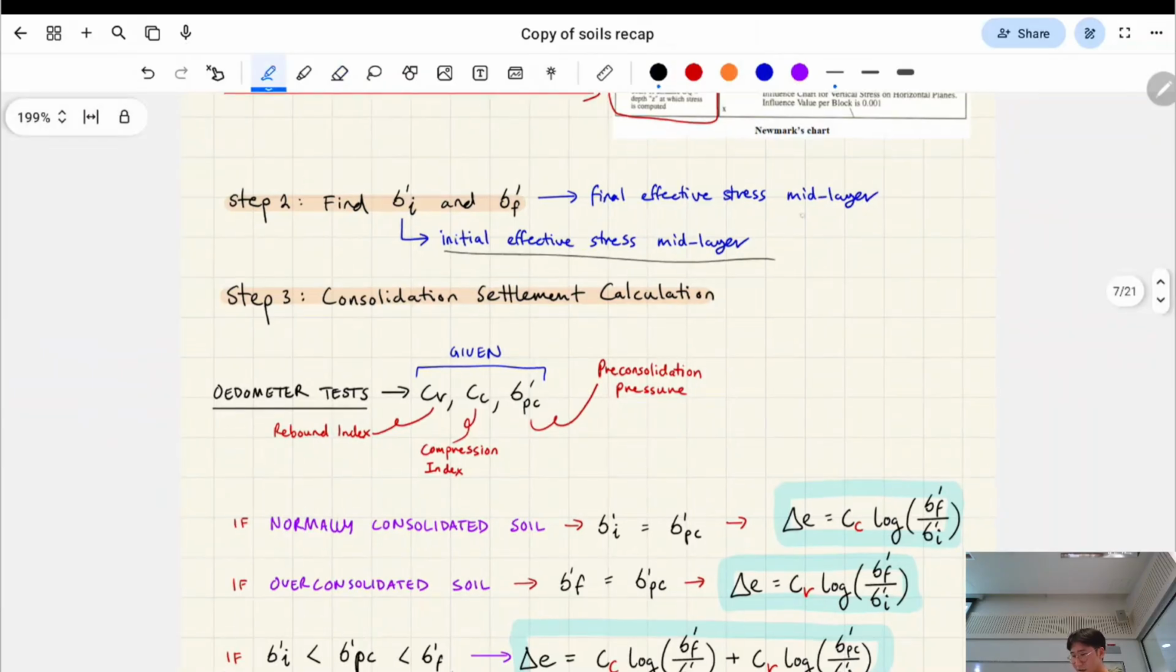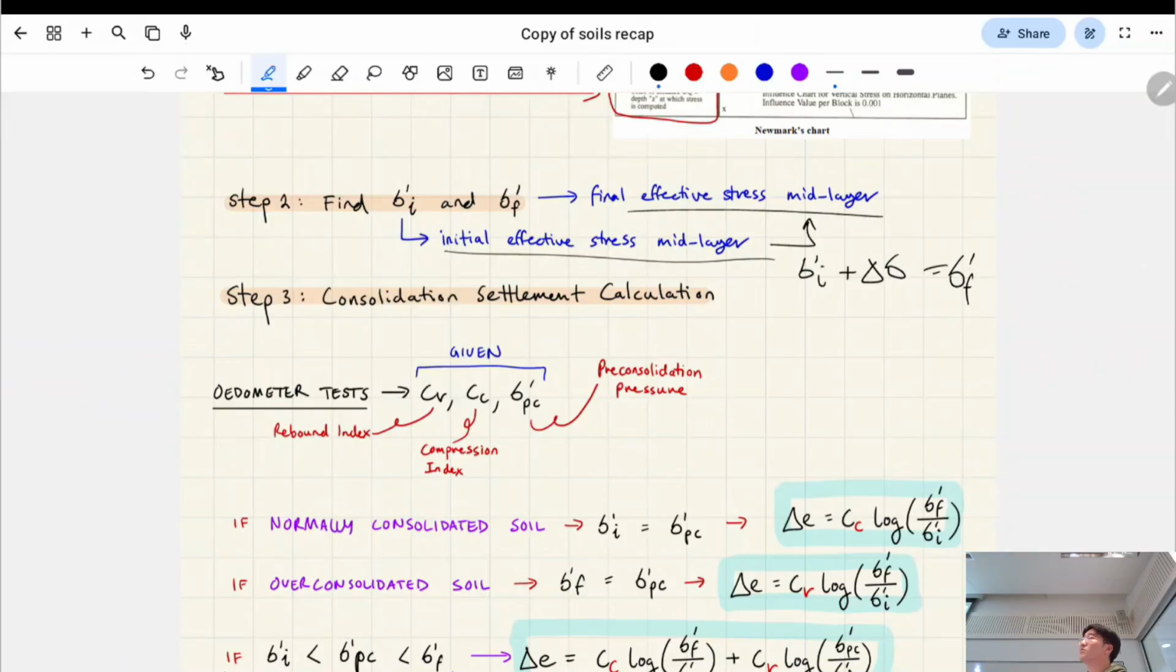And then the final effective stress is basically this one. You add on your change in stress due to loading, right? So if you add a building on top of all this, you add those two components together and you get your final effective stress. That's kind of the whole idea of this.